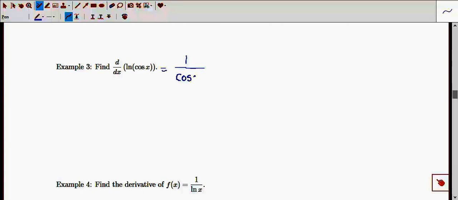Now let's take a look at example number 3. Again, we need to find the derivative of the function with respect to x. And we will take the derivative of the outer function. The natural log function has a derivative 1 over the inner function, cosine of x, multiplied by the derivative of cosine of x, which is negative sine of x. And if we simplify it, we will get negative tangent of x, because sine over cosine equals tangent.